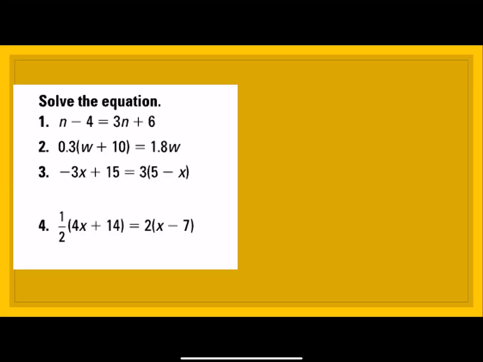For your warm-up, you have 4 problems. The directions are simply solve the equation. I'm going to go ahead and give you time to pause the video so that you can work out all 4 of these problems and then come back and check your work and see how you did.